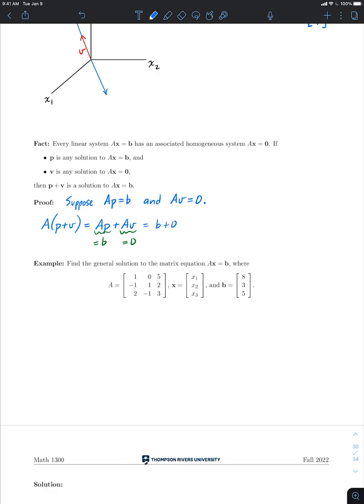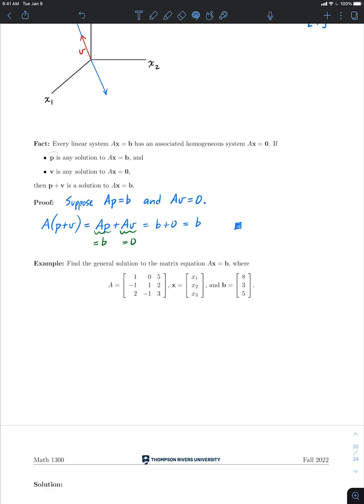So if you add those up now, you're going to get B plus the 0 vector. And remember, if you add the 0 vector to anything, you're not going to change it, so we'll just end up with B. Okay, so that completes the proof. I'll just draw this little box here to indicate that the proof is complete. So that verifies this statement. That's why this is true.